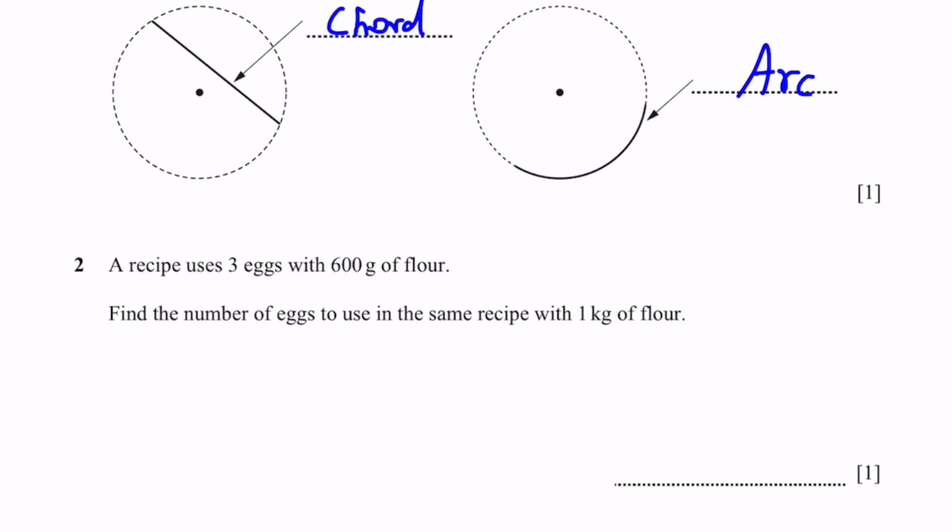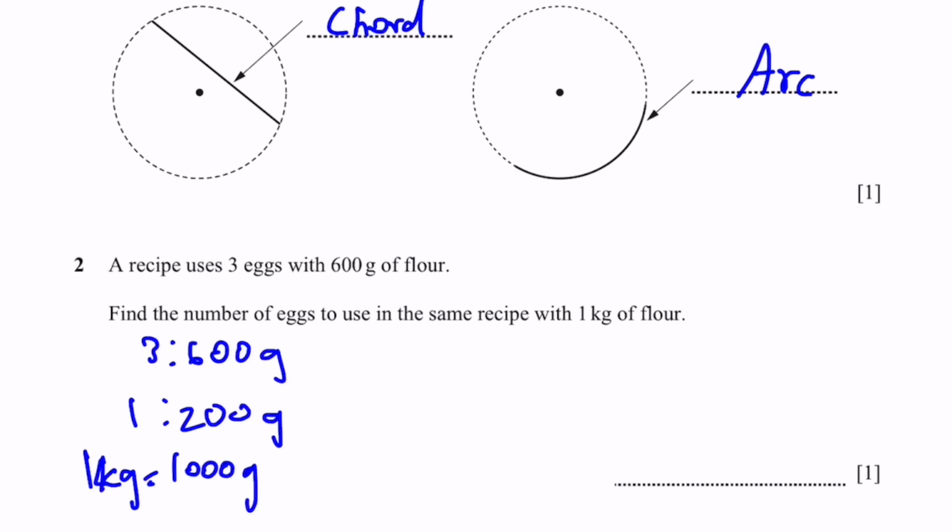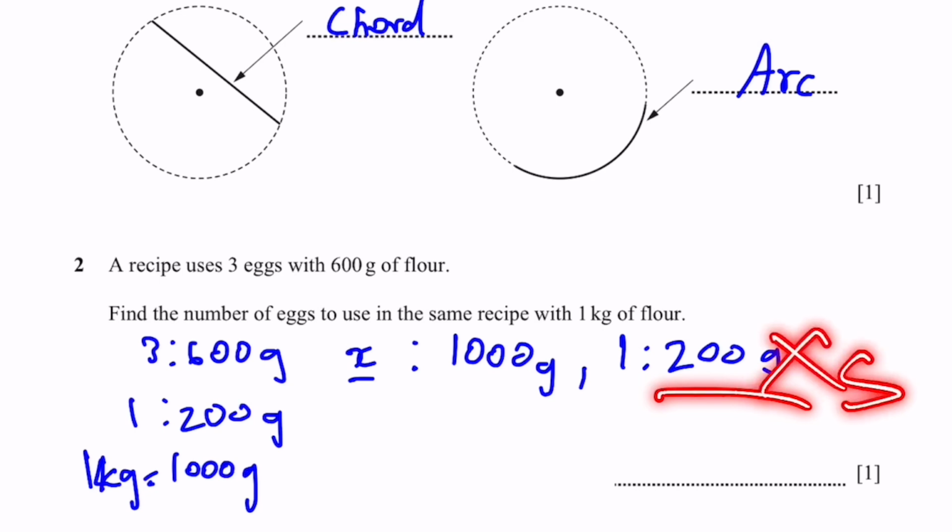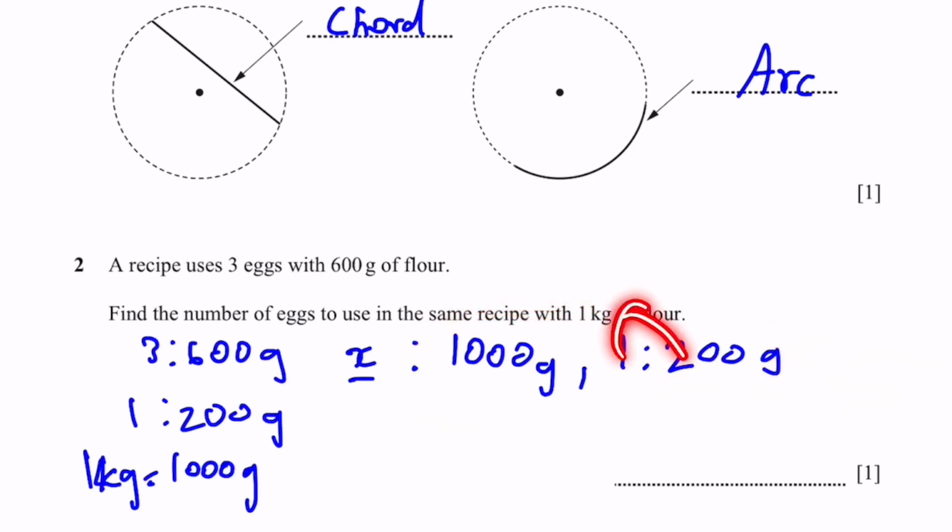Question 2. A recipe uses 3 eggs with 600 grams of flour. Find the number of eggs to use in the same recipe with 1 kg of flour. The 3 eggs is equal to 600 grams. 1 egg will be for 200 grams of flour. 1 kg is equal to 1000 grams flour. So x is to 1000 grams and then 1 is to 200 grams. So we multiply 200 into 5 to get 1000. So 1 into 5 is x, therefore x is equal to 5 eggs.